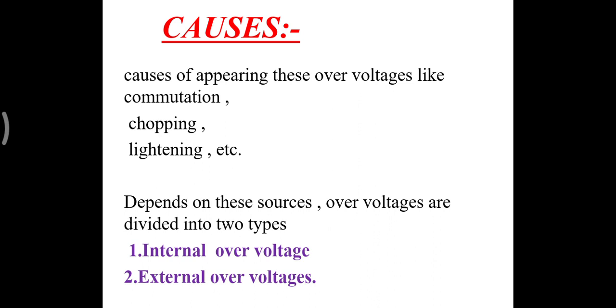Here over voltages are generally divided into two types: one is internal over voltage and second one is external over voltage. Internal over voltage means that it is caused within the SCR side, that means either in the triggering side or within the SCR. External over voltage means that the over voltage is caused because of the loads, or from the load side we are getting the external over voltage.